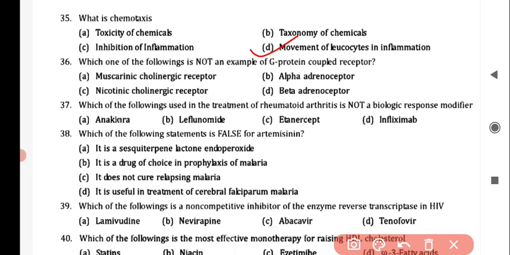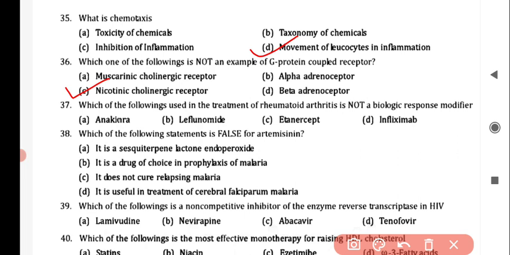Next question is, which one of the following is not an example of G protein coupled receptor? And the correct answer is option number C, that is nicotinic cholinergic receptor.